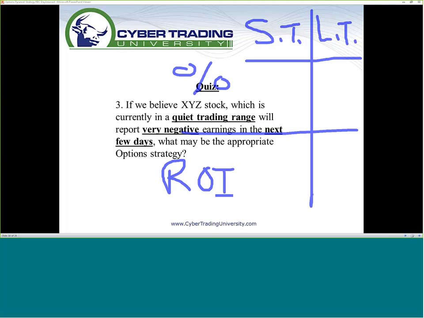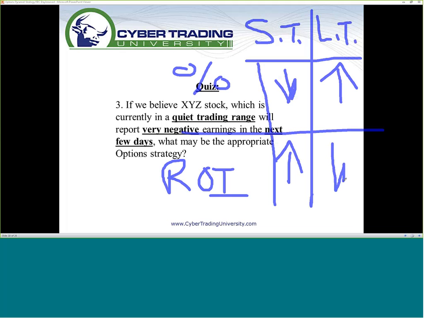Short-term options, what's the probability that we're going to make money? It's actually a low probability we're going to make money. It's very hard to be exactly right with short-term options. You have a higher probability of success long-term because you have more time to be right. But the return on investment is going to be better on the short-term options. You're going to get a better payout because it's a more difficult bet to make.